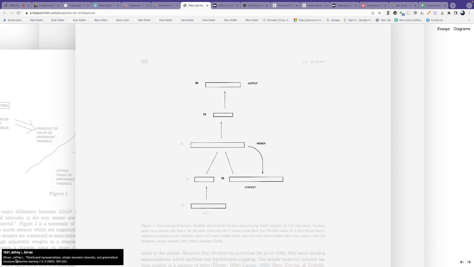This is Elman, distributed representation, simple recurrent networks, and grammatical structure. This is again sort of an early version of a hidden Markov model type implementation of context, a network where you're trying to go from an input to an output and predict things.